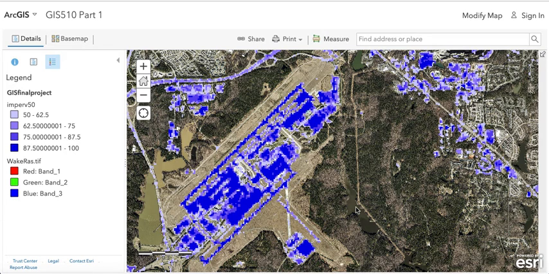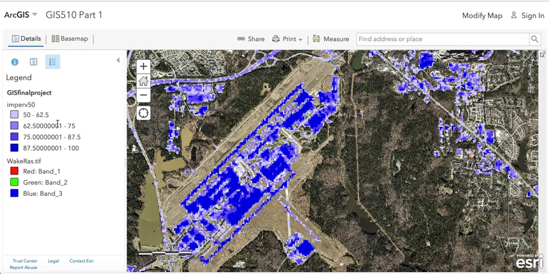Next, I downloaded, and you can also see that in the table of contents here, this is Wake Raster, and it has 3 bands. And next, I downloaded the other raster layer that you see here, which is the impervious surfaces.